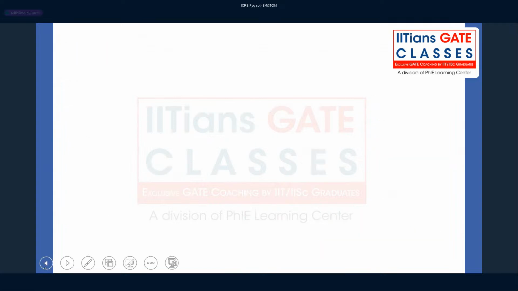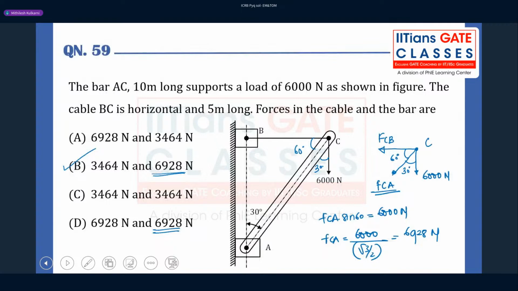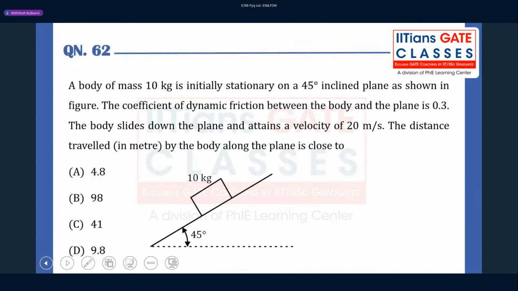3464 and 6928. The first is what they're asking, the force in the cable first. Cable is BC. So yes, BC is 3464, right? I think the correct option is option B. Then let's go to the next slide.